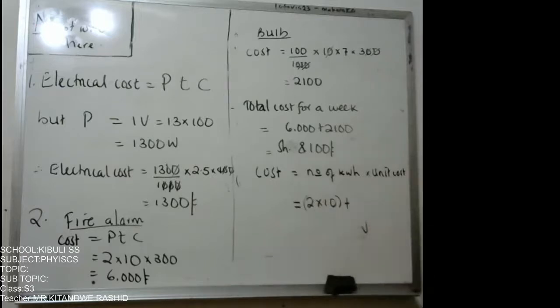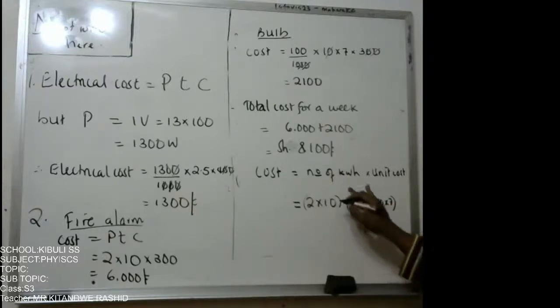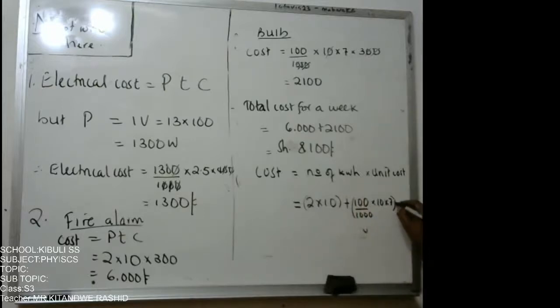Plus, now we go for the bulb. The bulb, we had 100 watts, convert to kilowatts, times the number of hours, 10 hours times 7. Now, the whole of this one, those are number of kilowatts. You multiply them by unit cost, times the unit cost of 300.